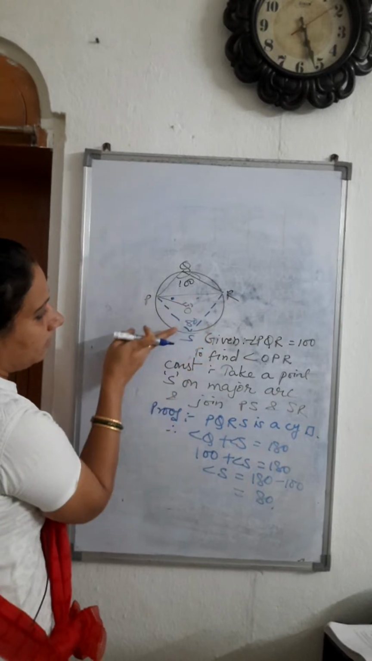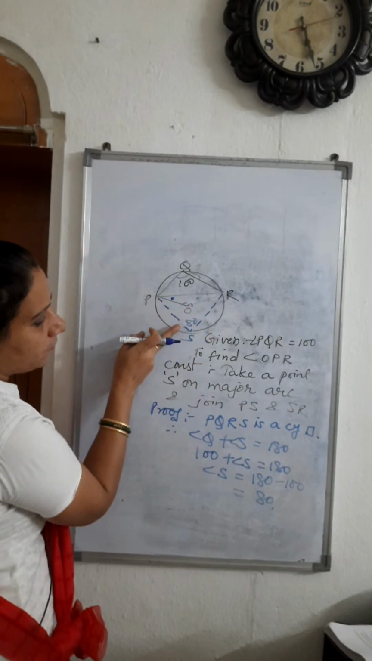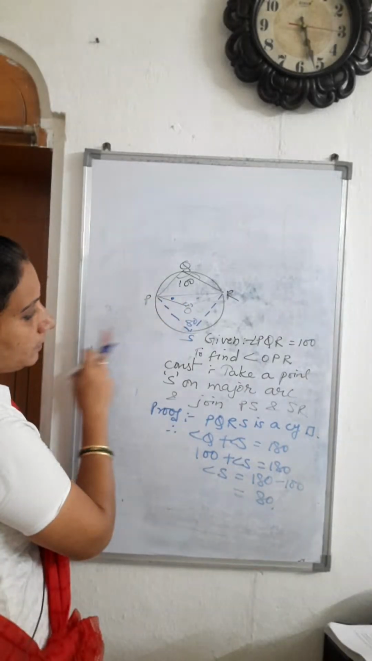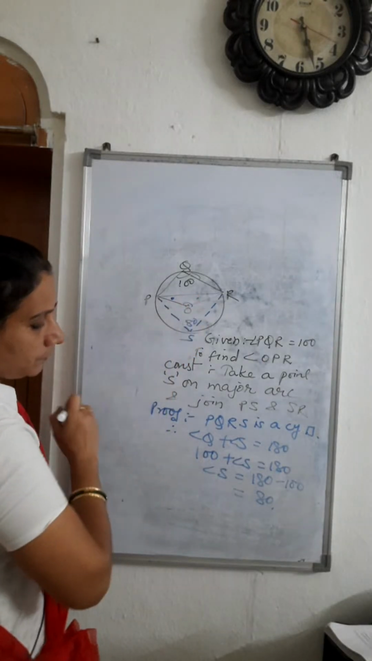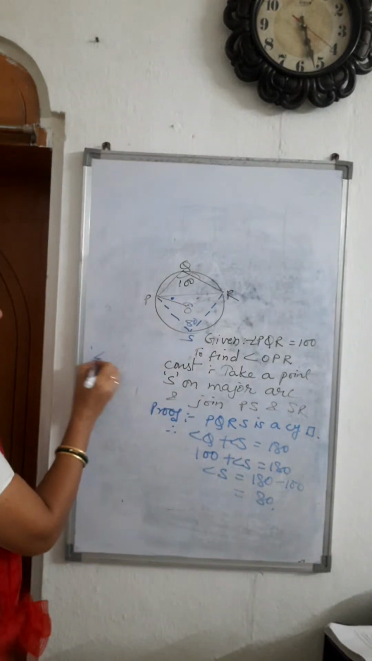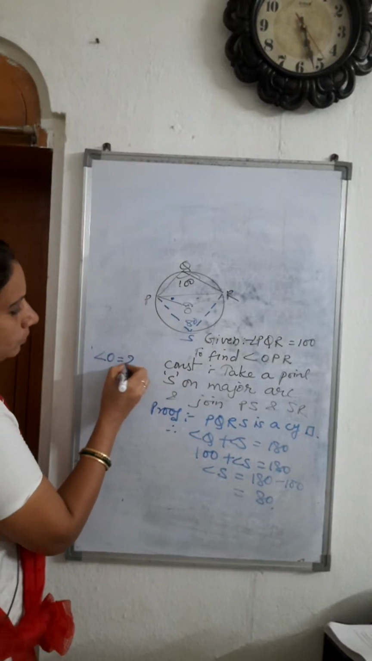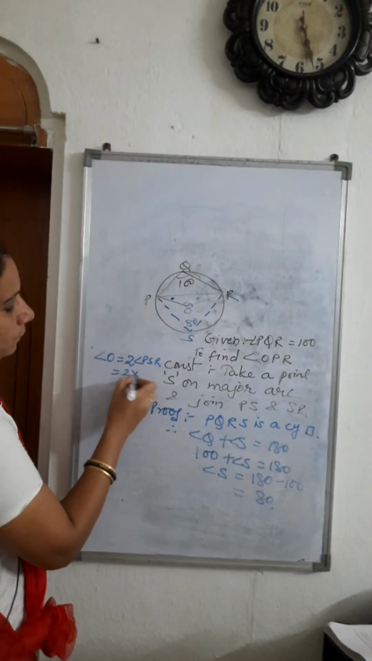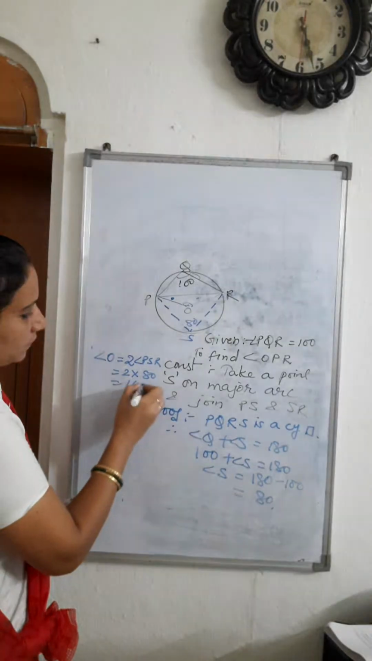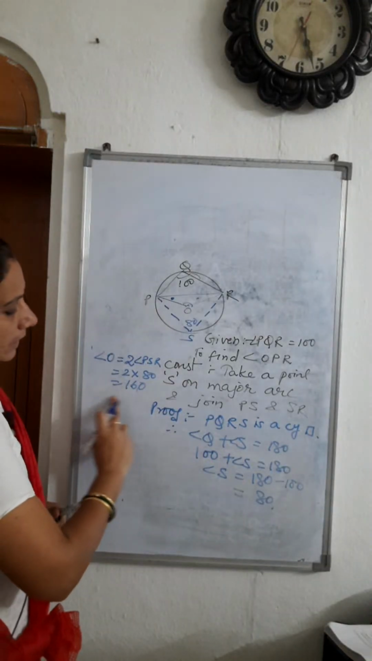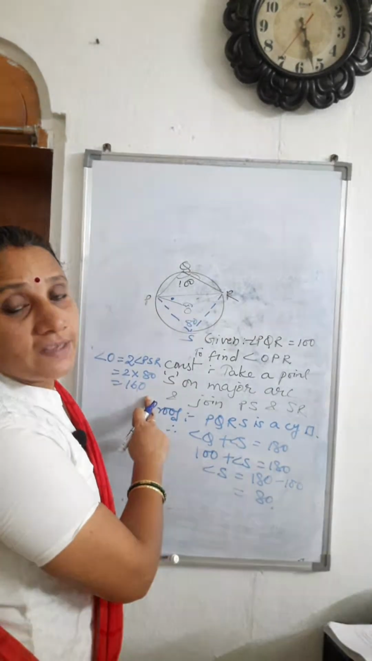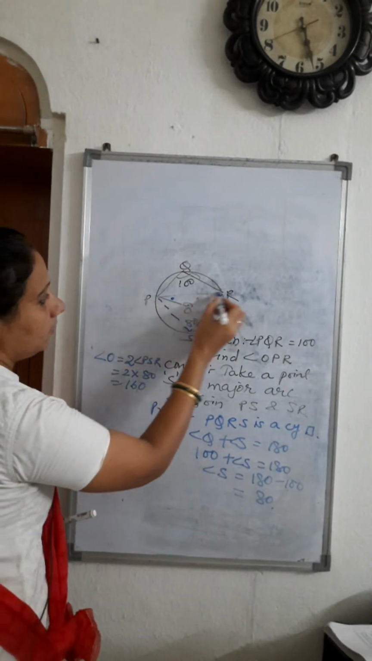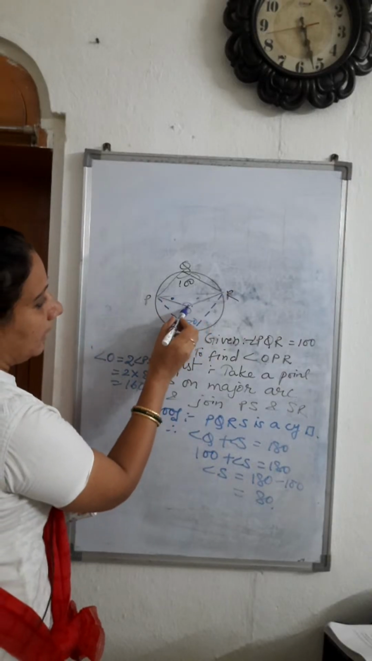So here the center angle will be double of that. In the previous first question, I explained that the angle at the center is twice the angle at other part of the circle. So that property again we are going to use. Angle O is equal to 2 times angle PSR, that is 2 times 80. So it's 160. Here the statement will come: angle at the center is twice the angle at other part of the circle. Now in this triangle, we are going to use the angle sum property.